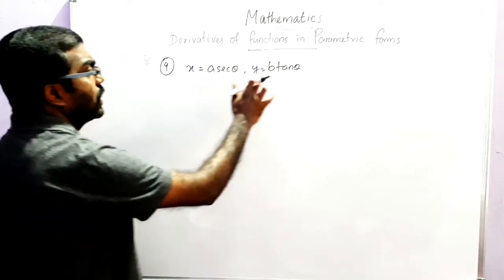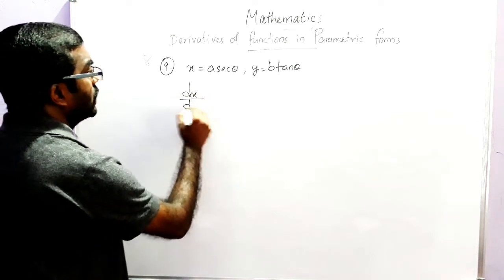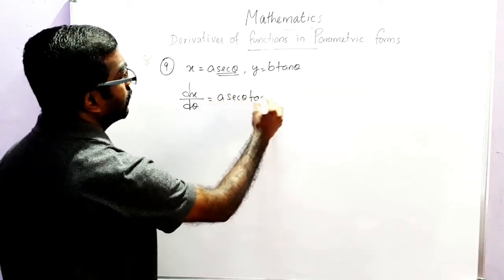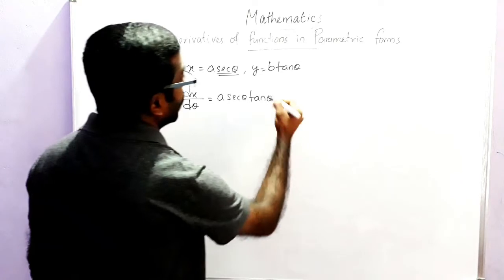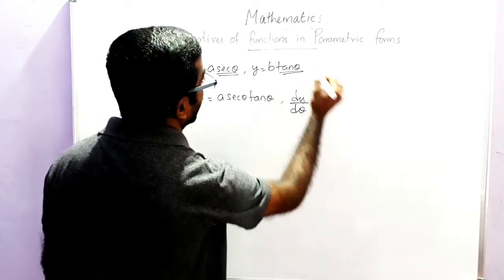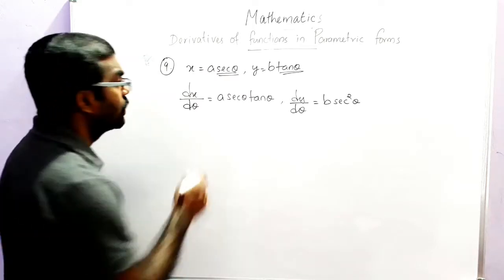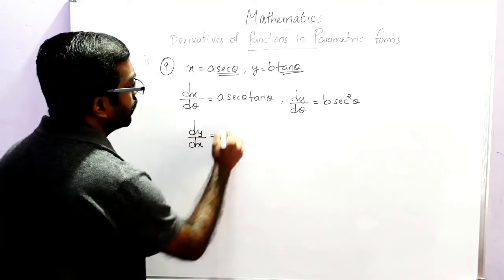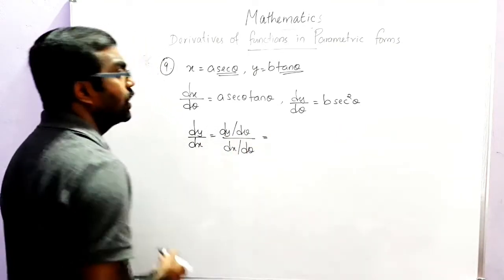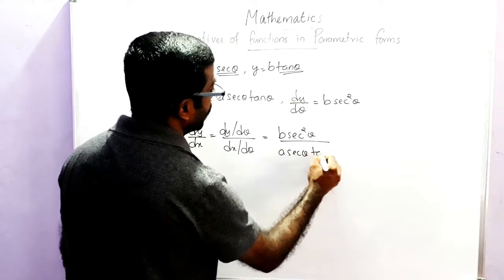Now we move on to the next question. x is equal to a sec theta and y is equal to b tan theta. First dx by d theta is equal to a into the derivative of sec theta tan theta. We have a direct formula, so we apply it here. And y is equal to b tan theta, that is dy by d theta is equal to b into the derivative of tan theta, sec square theta. Direct formula, so I write here. Now dy by dx is equal to dy by d theta divided by dx by d theta, which is equal to b sec square theta divided by a sec theta tan theta.